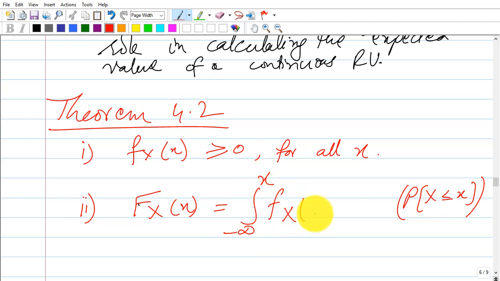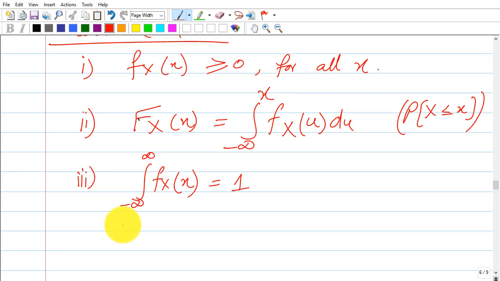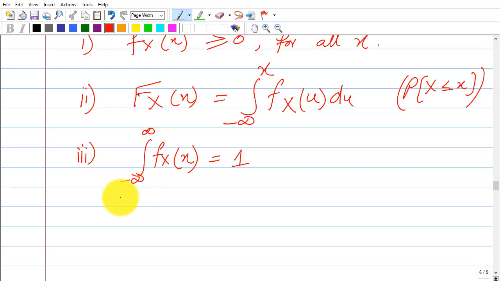Here u is the dummy variable of integration. Now we can find the CDF from the PDF also. The third property says that if we integrate the PDF over the range of minus infinity to infinity, that will give me 1, because that will include the complete sample space or the range of the random variable that we have defined. So if we integrate it over the whole range, that would obviously give me 1.